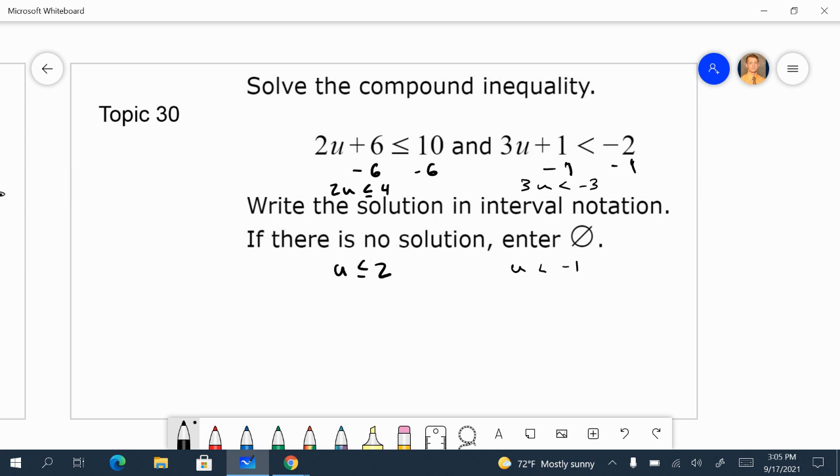Okay, so we didn't have to flip symbols or anything. That's something that you need to keep in mind. If you do come across negative numbers, you have to flip your signs. But this is what I have. I have u is less than or equal to 2, and I have u is less than negative 1.